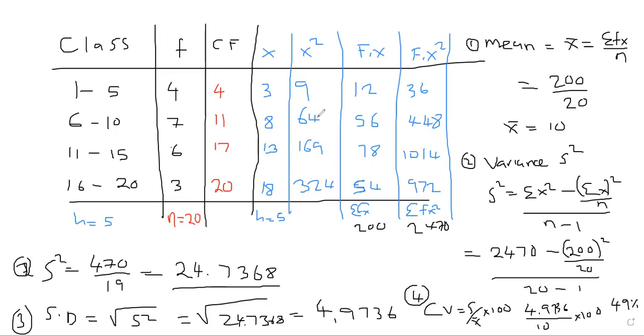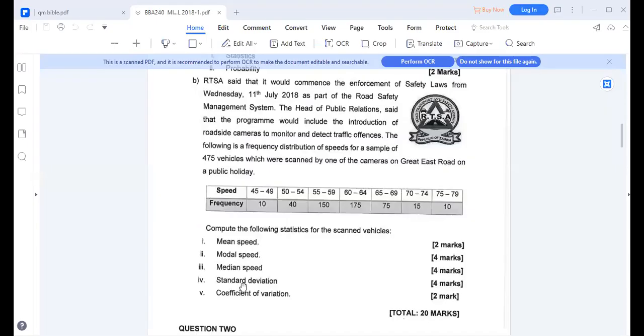Please, as you do this homework, I need you to really figure out. So we found the mean, variance, standard deviation, and coefficient of variation. Now I want to find the mode and the median.